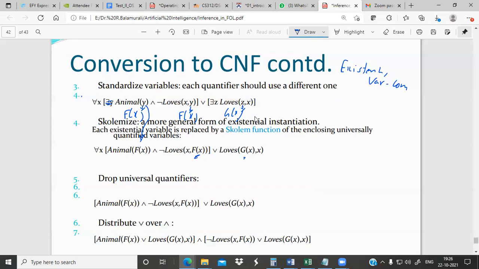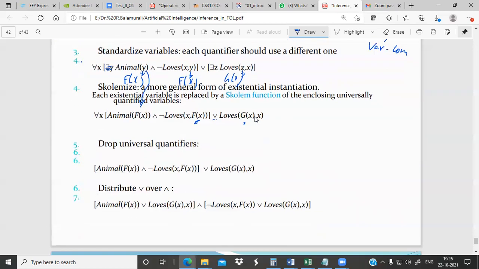Fine. Now finally, in conjunctive normal form, all the statements should be connected with conjunction. There should not be any disjunction. Hence we are going to distribute this or over and. So when you distribute it, what will you get? First we are dropping the universal quantifier. When you drop the universal quantifier, you get a statement like this.